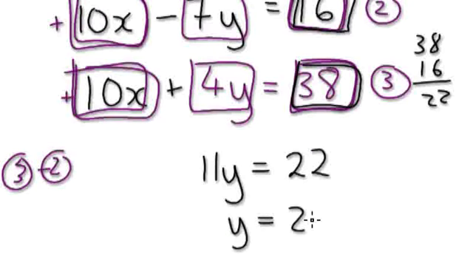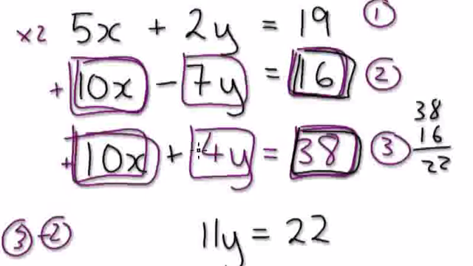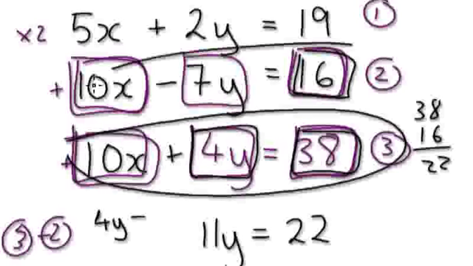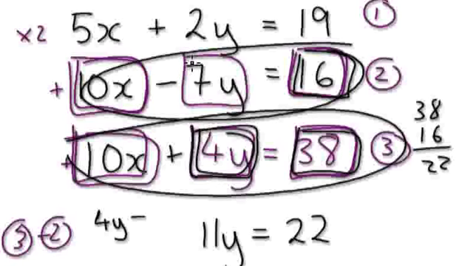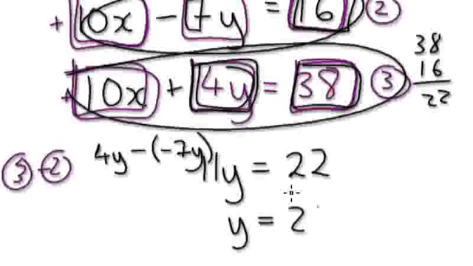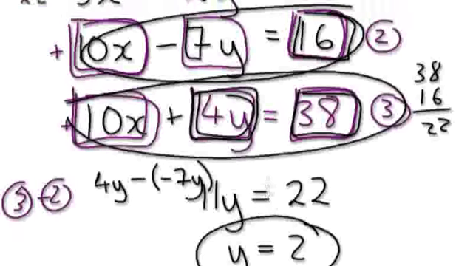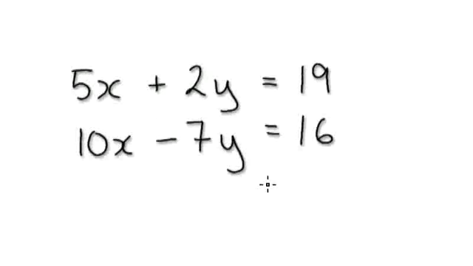So y equals 2. Okay, just to go back to this point here. You've got 4y here, and you remember you're getting this equation, take away this equation. But this thing here is a negative, so it's pretty much like this. That's why it's 11y. Okay, and then you would check it for yourself. So y equals 2.